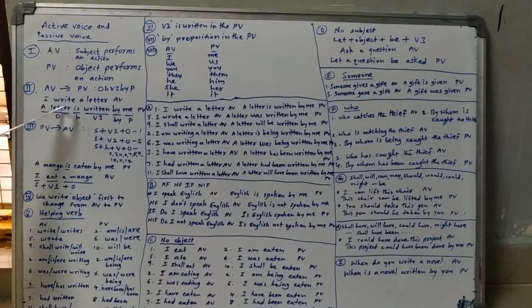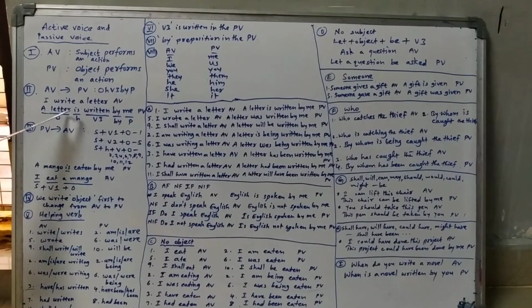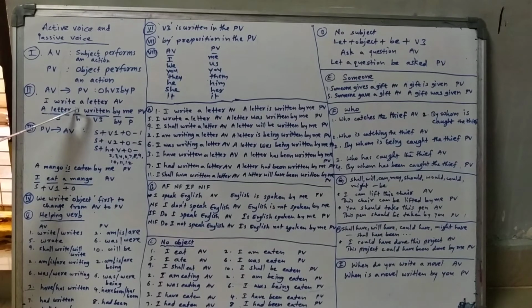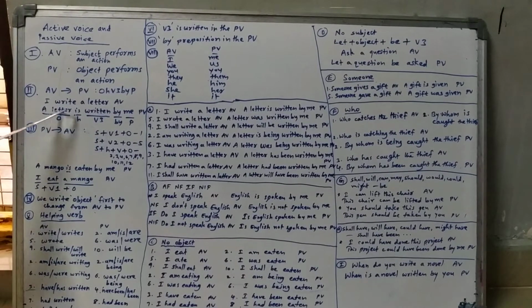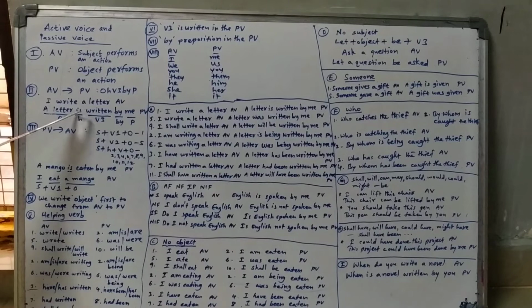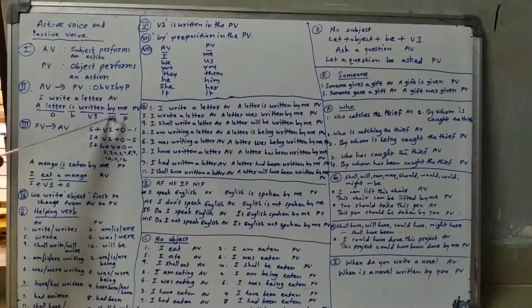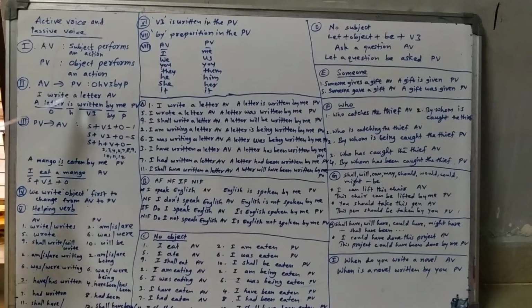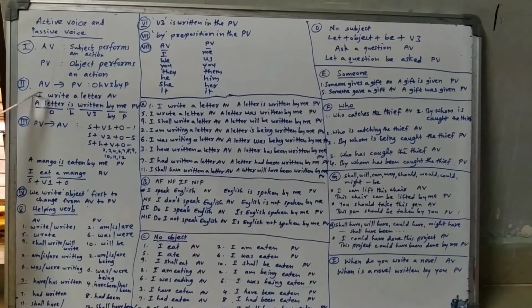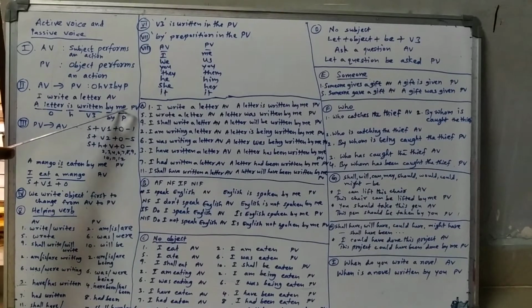So, in the present tense, we write the helping verb is. If the subjects are he, she, it, we write the helping verb is. So, a letter is. Next, verb third form: written. Next, by, preposition. Next, pronoun. Pronoun means here we have written I, and that changes into me.